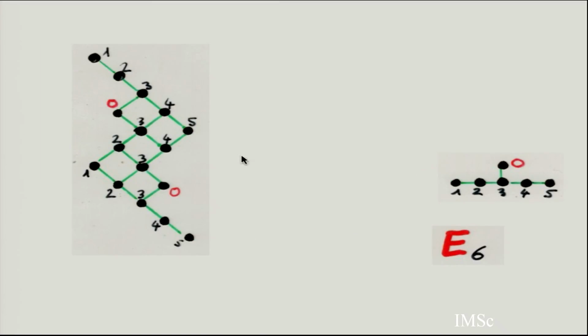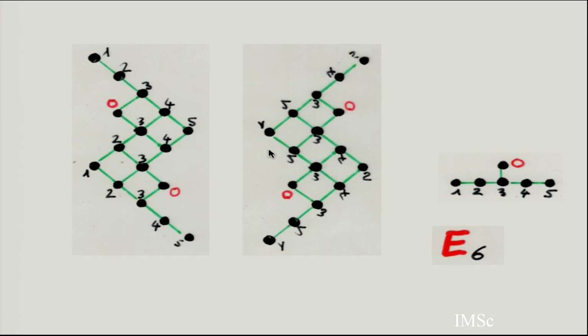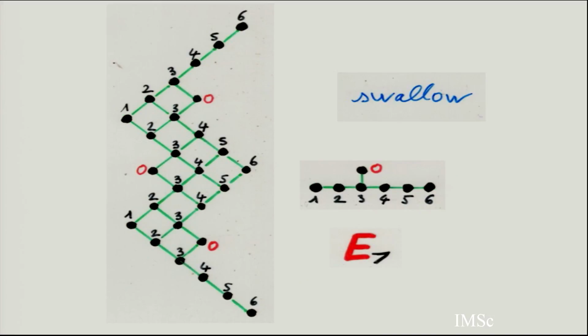E6, there is 1 heap. The second one, when you just reverse, takes the complementary. And E7 is this beautiful heap that Wildberger calls a swallow. This is a beautiful heap. There's only 1 for E7.